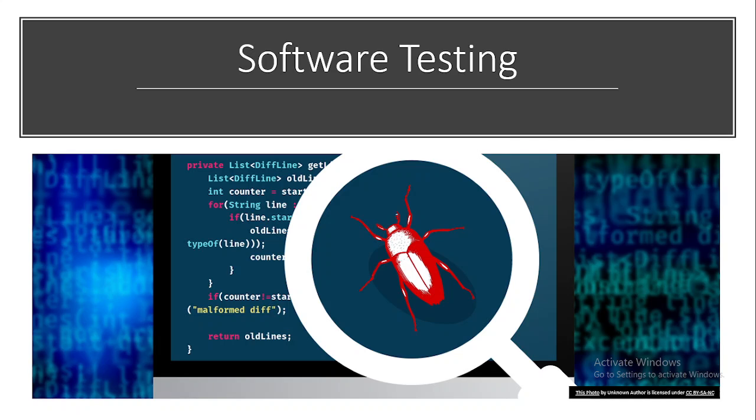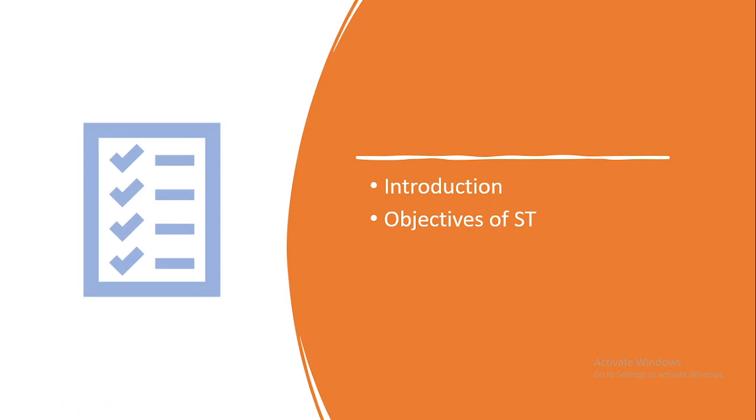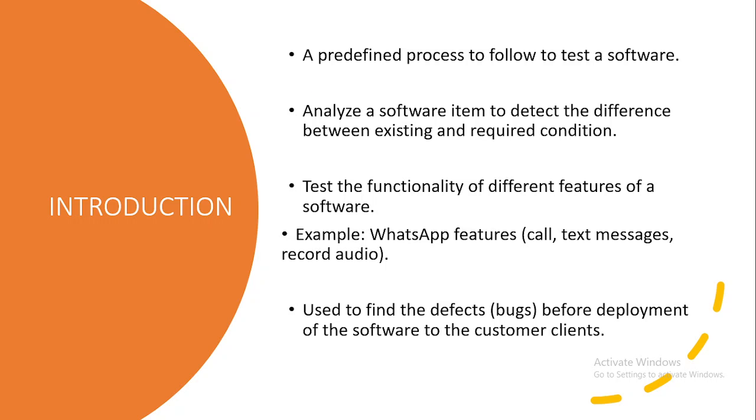So let's start with the very basics, the introduction to software testing, and the outline for this video will be the introduction and the objectives of software testing. So let's move to the introduction. So what is basically software testing? Software testing is a predefined process to follow to test a software.